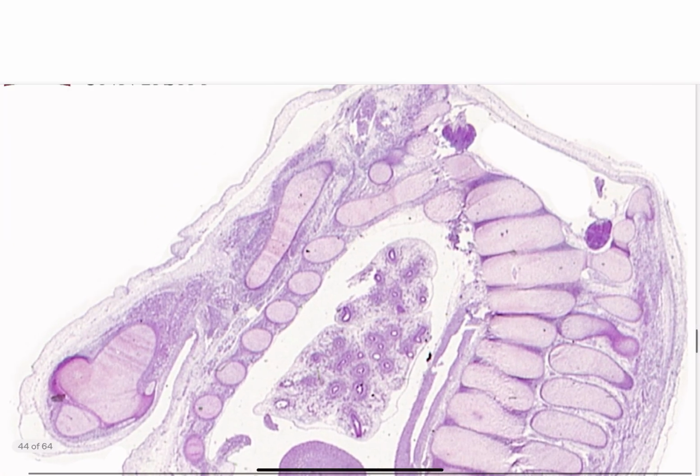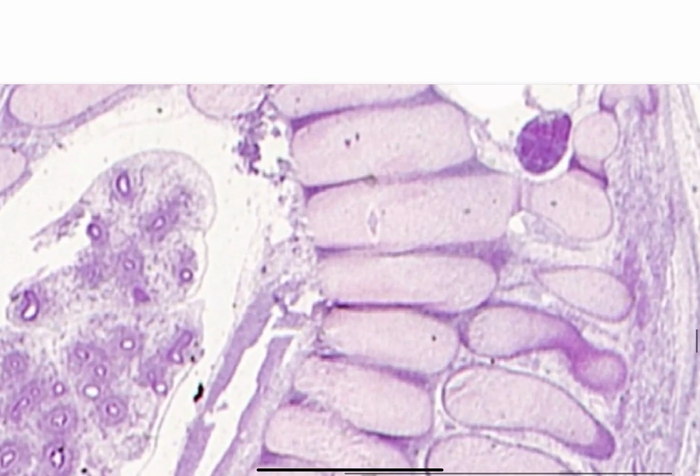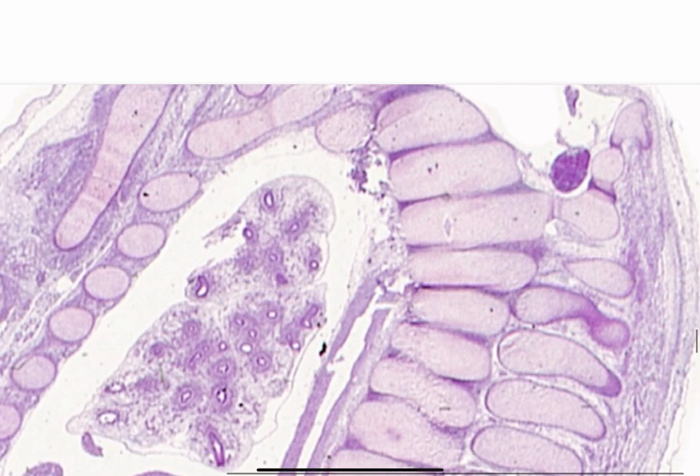More often than not, in these full embryo sagittal section slides, you'll probably more often see the notochord or the remnant of notochord, rather than the actual primary ossification center.